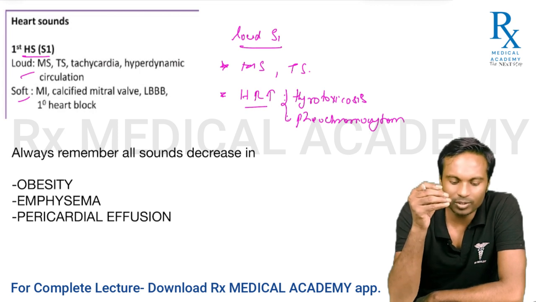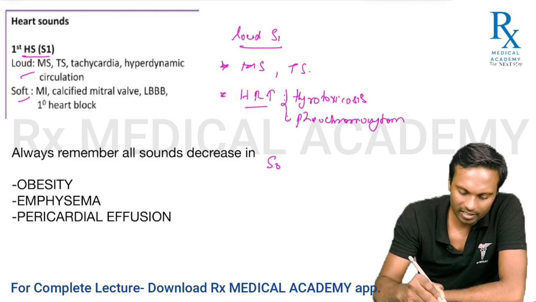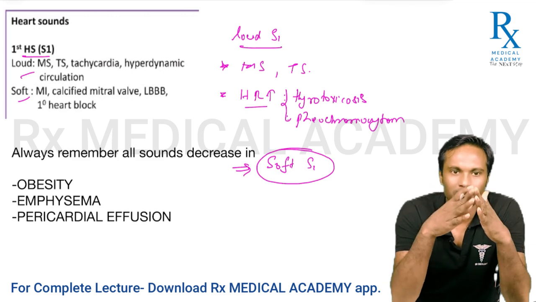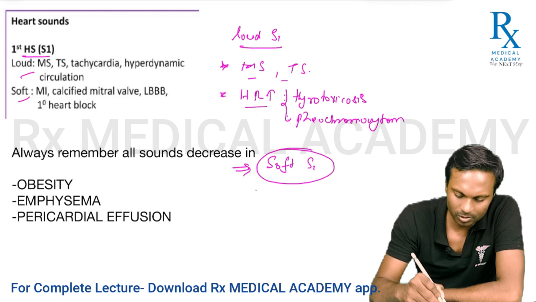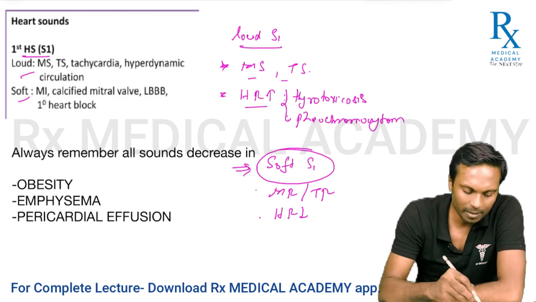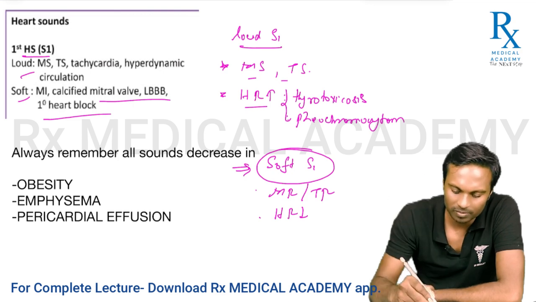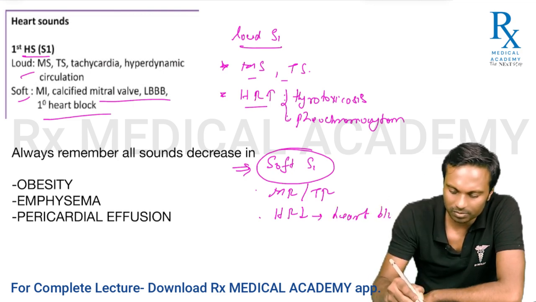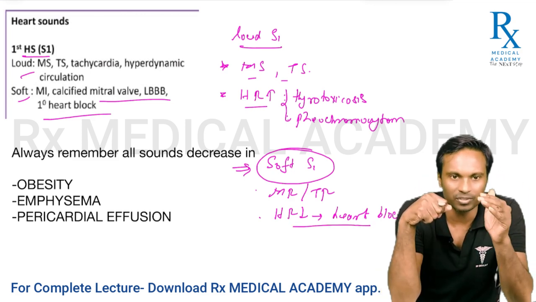Even in thin individuals, you can appreciate loud S1. Here, in case of soft S1, you can easily relate to this as well. Soft S1, when the walls hit each other, but not at a very fast rate. So opposite of mitral stenosis and tricuspid stenosis, you have mitral regurgitation and tricuspid regurgitation, and opposite of tachycardia, you have bradycardia. This might happen due to any reason, be it bundle branch block, first degree heart block, or third degree heart block. Simply write over here heart blocks. So now you can easily understand the causes of loud S1 and soft S1.